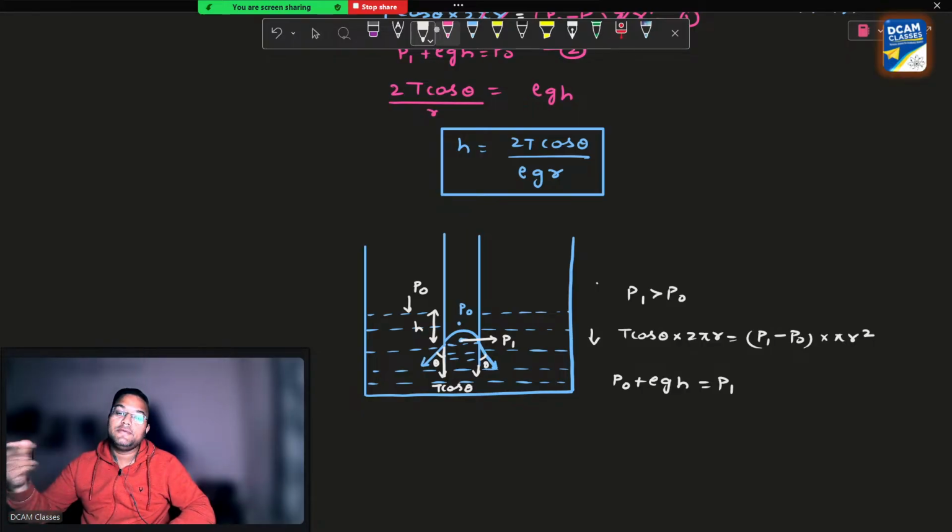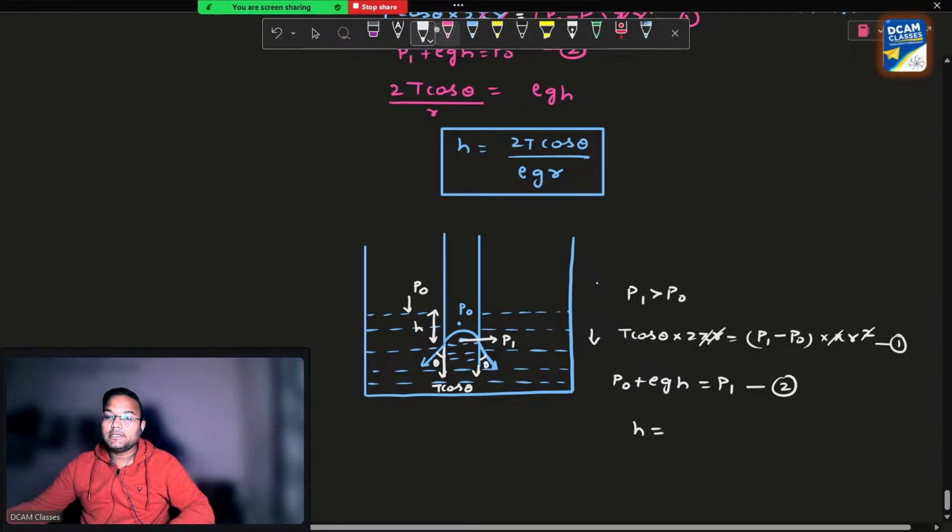In the above case, P1 was lower than P naught. It can only happen if the liquid falls down. Same calculation, result will be same. But this can only happen when the liquid is going down. Mercury is for the means what we say, calculation will be actually same. The answer will be actually same. That is, h is equal to 2T cos theta by rho g r you'll get.